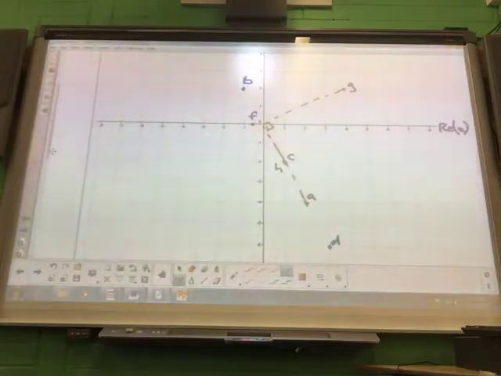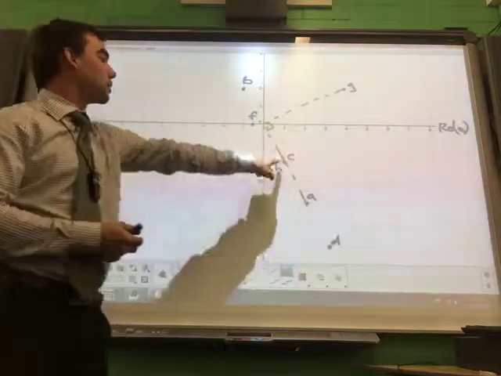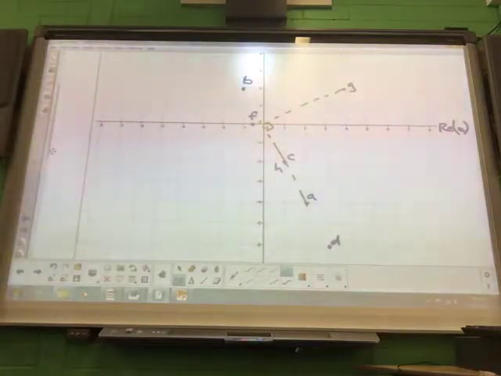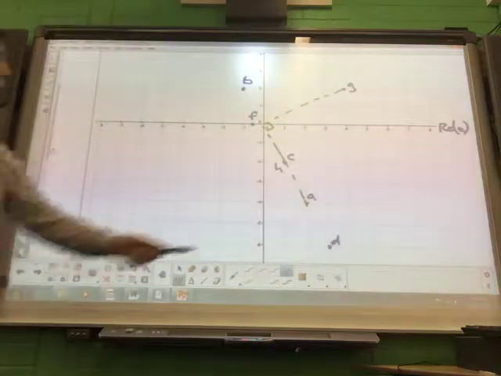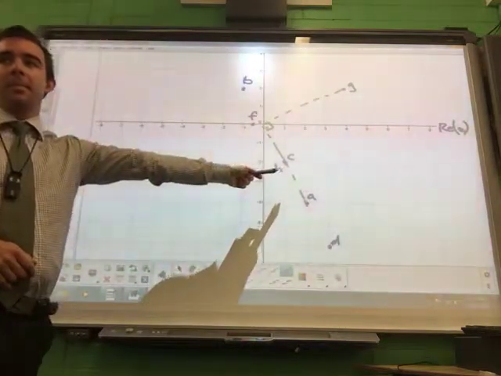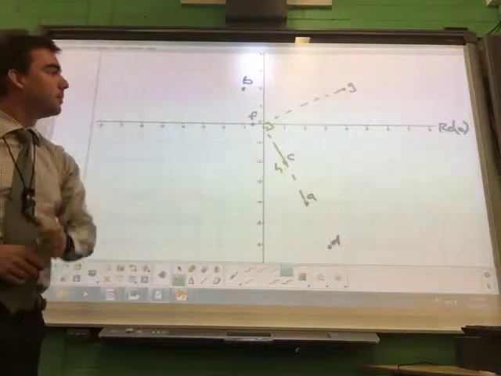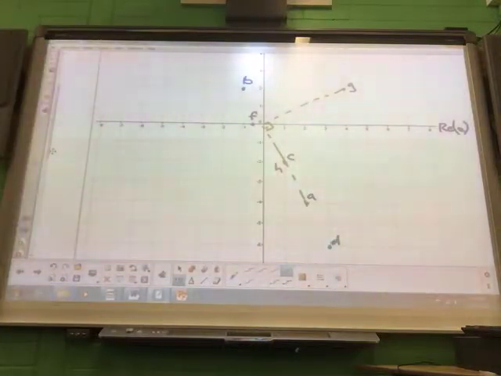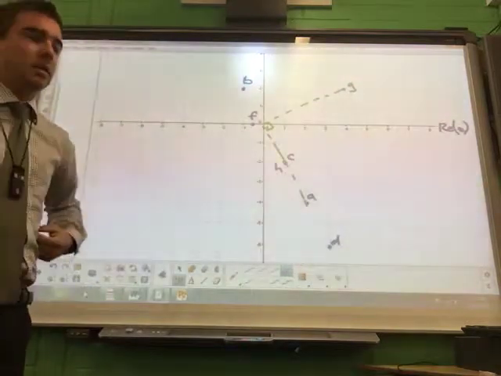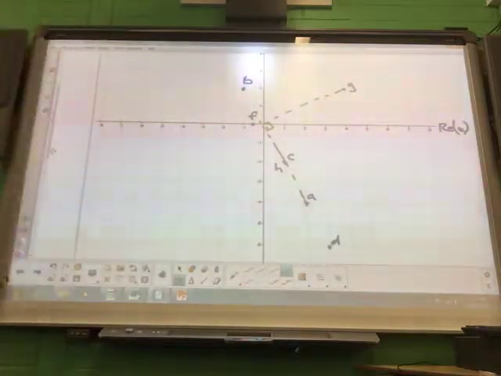B and H. Can you see the relationship between those two? In other words, they rotate around 180 degrees because of the straight line. H is the same point as C, and B there. So they rotate around 180 degrees, and we get the negative of the complex number.